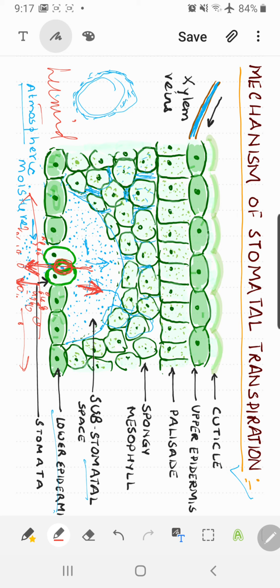Always understand this. On a hot sunny day, on a windy day, because every time the water vapors are taken, I mean they are not able to accumulate around the stomata, they are blown away. This is something that eases off the process of diffusion. I hope this much is clear to you, dear.